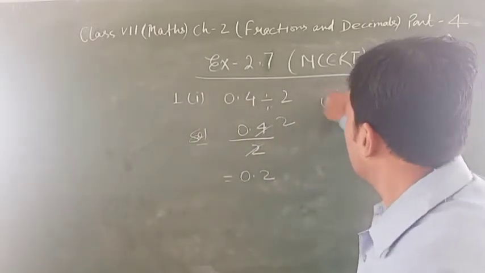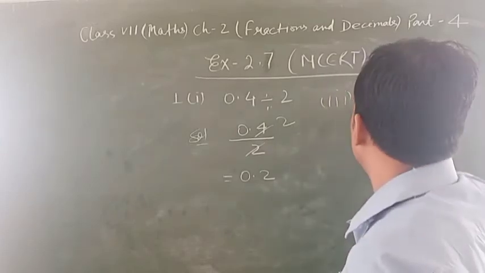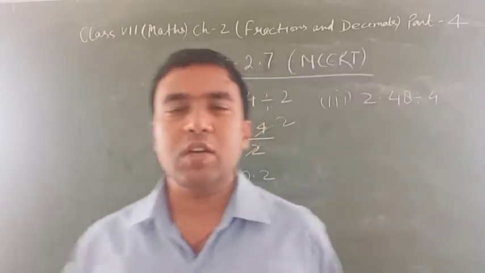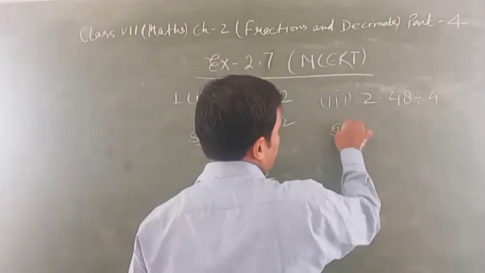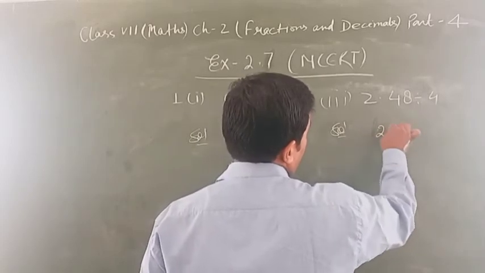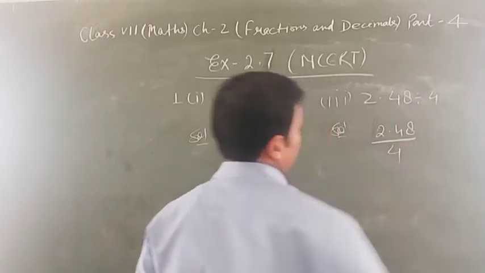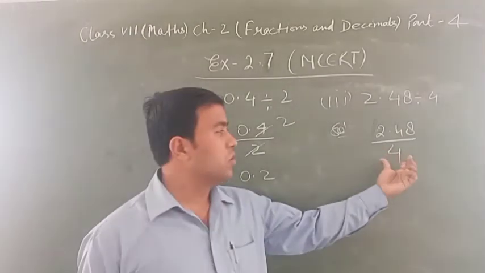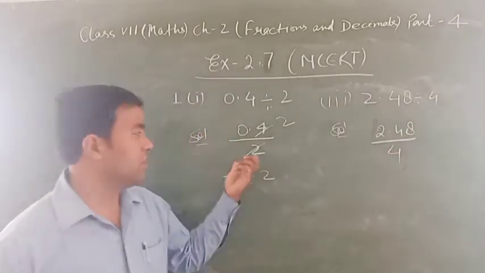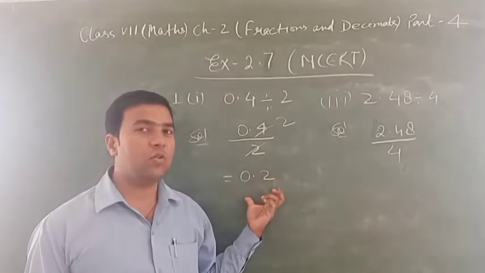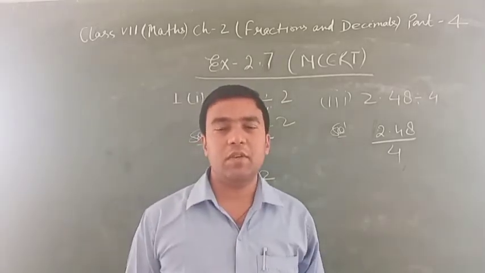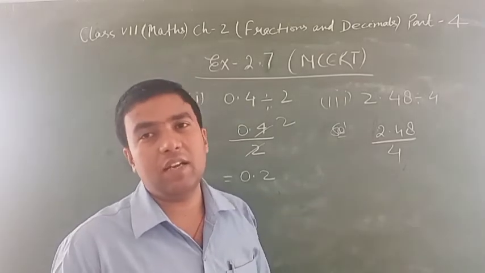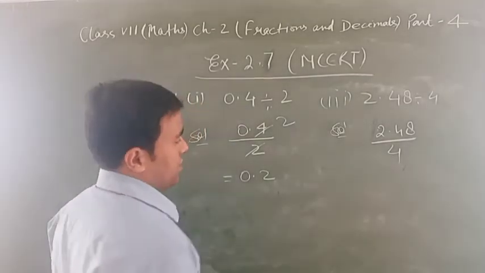Third one, 2.48 divided by 4. 2.48 divided by 4. Suppose you do not know how to divide like this, it is very easy, you can do it, 2 into 4. But suppose any other number is given and you can't think how to divide directly, then you can do it like this.